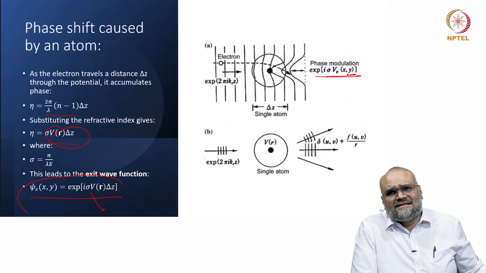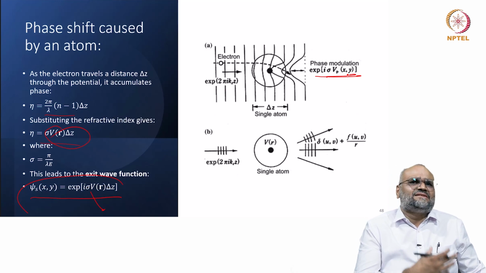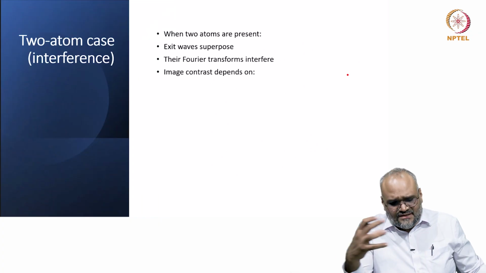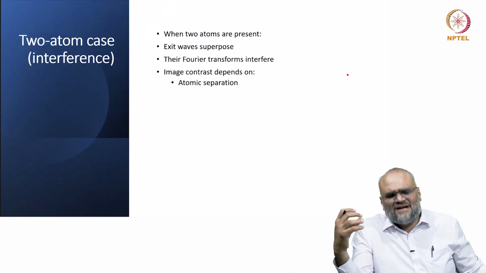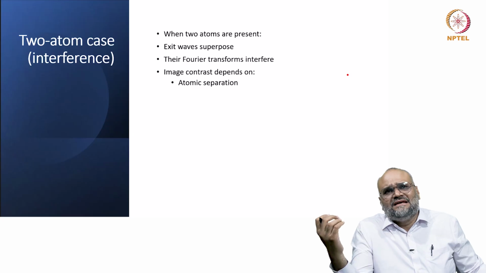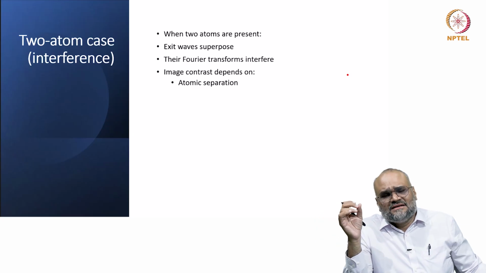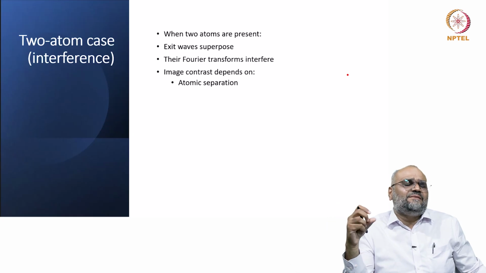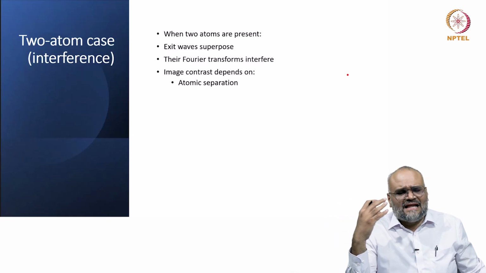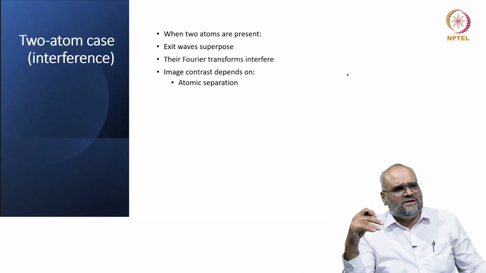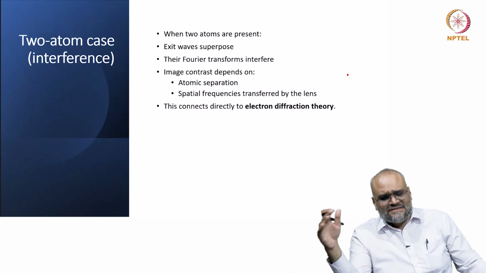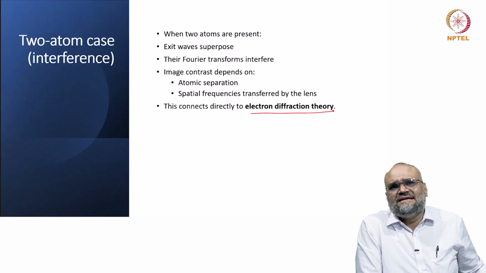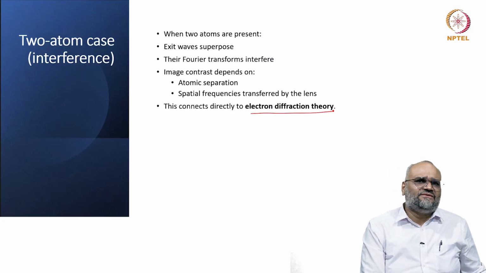Now, when I extend this and build it to a crystalline sample, you can start with the simplest case of two atoms, and when you superpose the exit waves from these two, the contrast depends on the atomic separation. This can be bridged with the classical Young's double slit experiment that you learnt, and the spatial frequencies are transferred by the lens. This also directly connects to your electron diffraction theory.